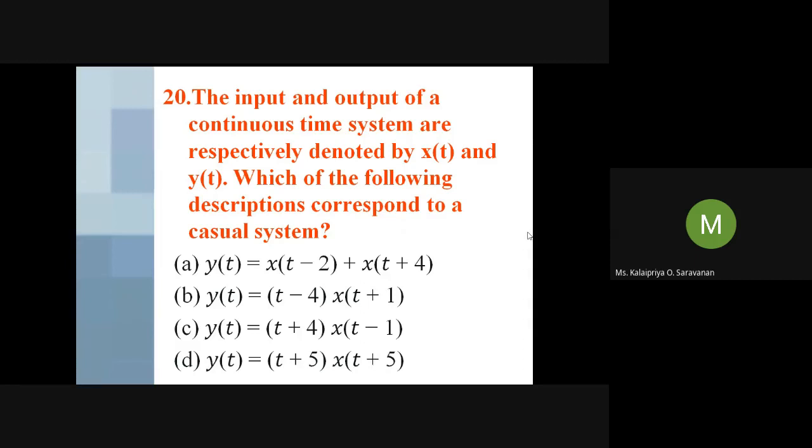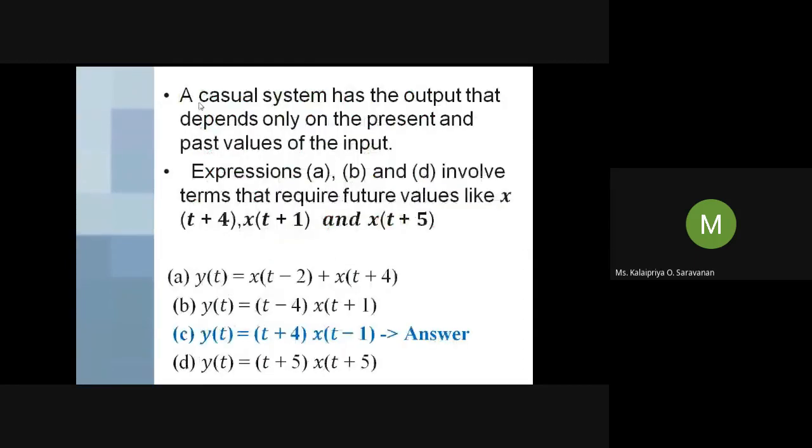Now, what is called as a causal system? A causal system has the output that depends only on the present and past values of the input. It does not depend on future values. If it relies on future values, then we call it as a non-causal system. So from the given options, we will have to find out which of these does not depend on future values. It should depend only on past and present.